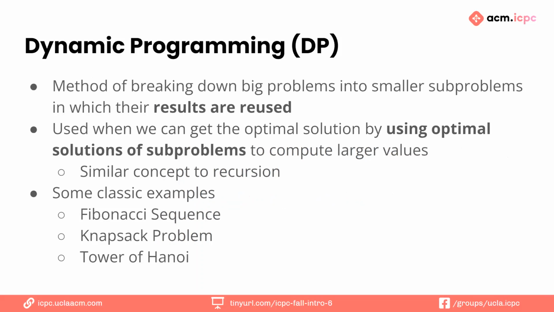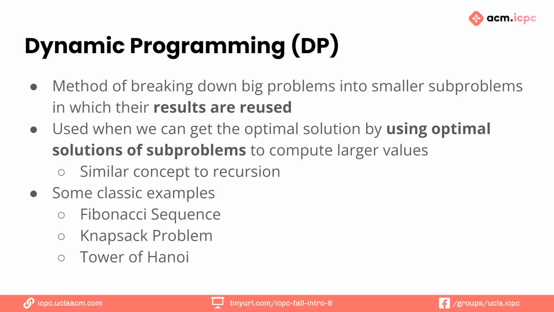So dynamic programming, otherwise referred to as DP, is a method of breaking down bigger problems into smaller subproblems in which the results are reused, which is the key point here. So this is used when we can get the optimal solution by using the optimal solutions of subproblems to compute larger optimal solutions. This is a similar concept to recursion, and it can actually be implemented through recursion or something similar to it. Some classic examples are the Fibonacci sequence, a knapsack problem, which you will encounter at some point if you ever take CS 180, and the Tower of Hanoi.